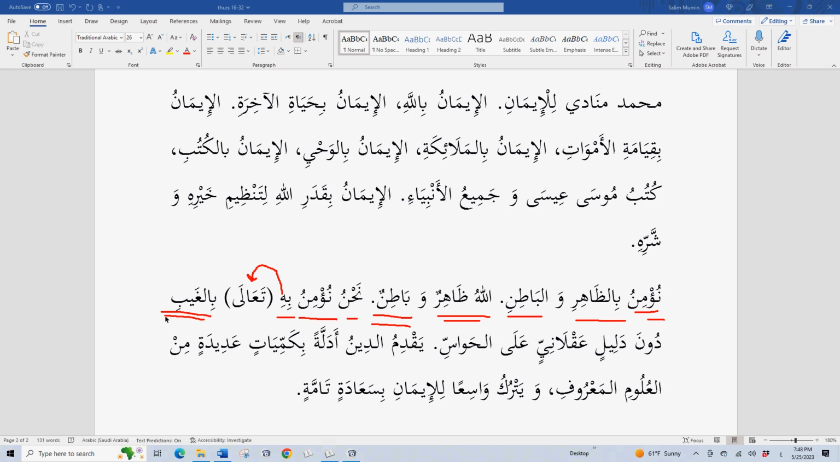So we believe Bil-Ghaibi, in the unseen, unknown, unseen. Yes. Duna dalilin aqlaniyin, without rational evidence. What we're connecting with the first part now, the two minds are meeting, Imam W.D. Muhammad and Ibn Arabi. If I can say it like this, they're having a meeting in my mind. So, without aqlani, without rational, intellectual proofs, indications, alal hawasi, upon the senses. There's no sense perception that we have of Allah. But we still believe in Him without any sensory perception.